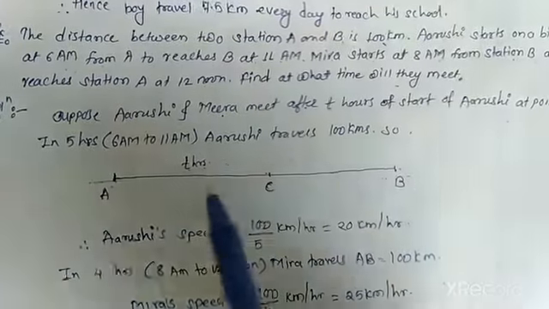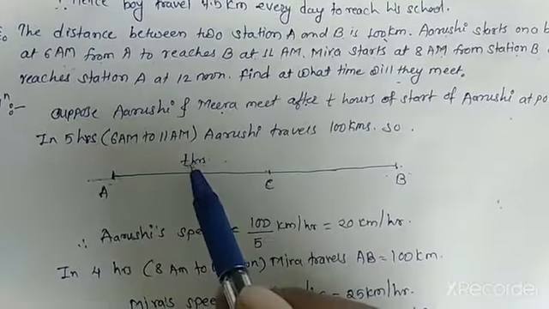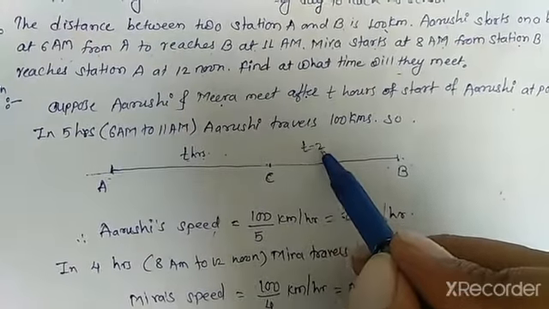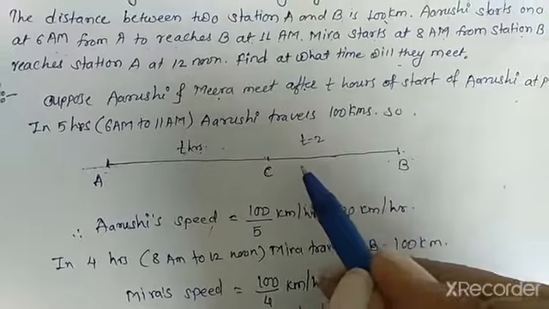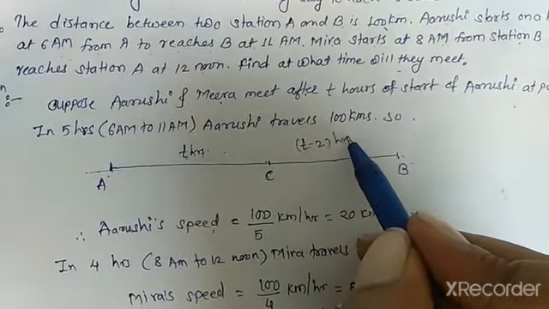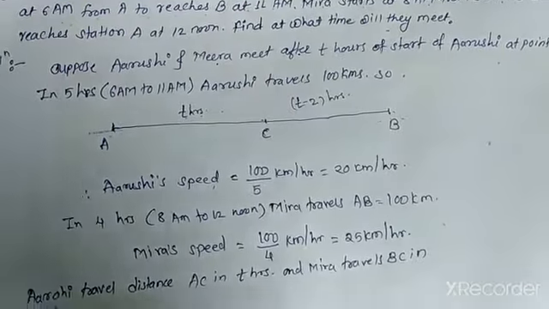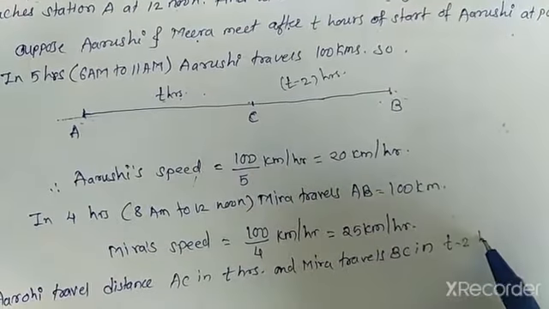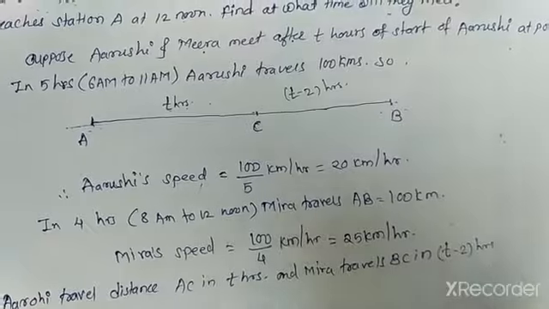Here A to C is T hours, so B to C will be T minus 2 hours. So Mira travels BC in T minus 2 hours.